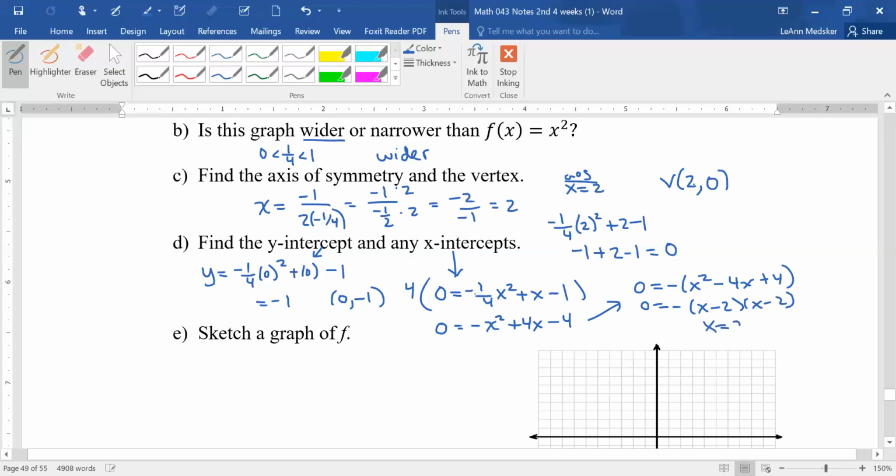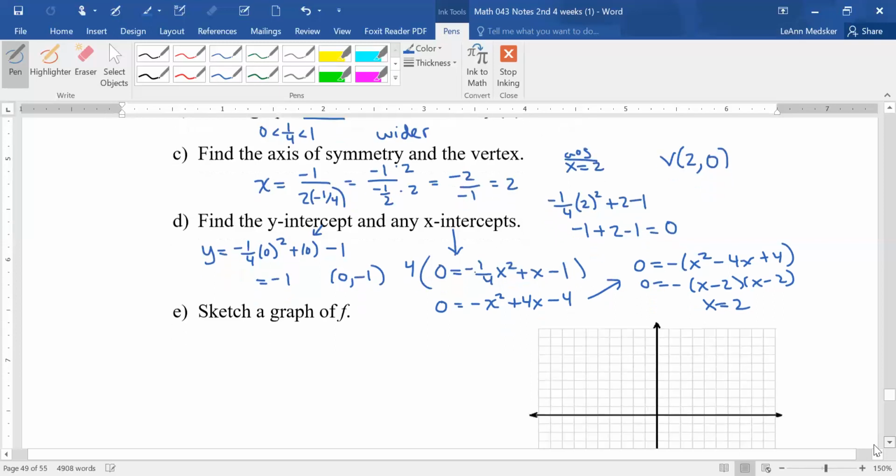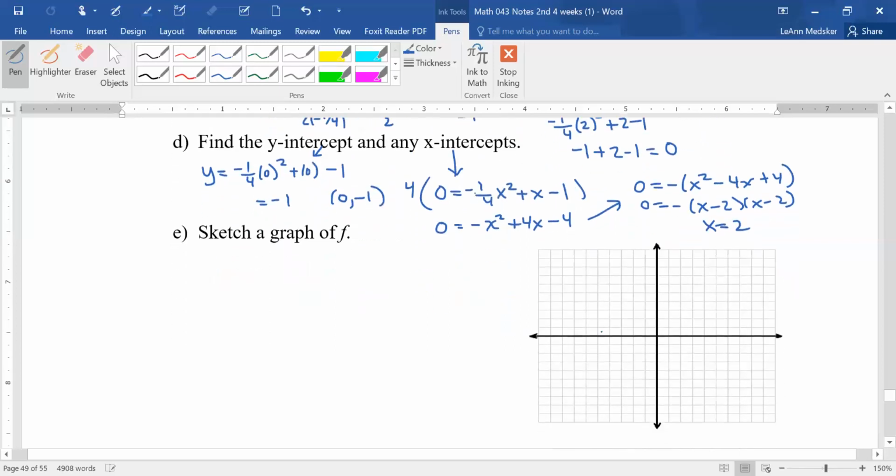Now that makes sense because our vertex is x equals 2. So if it's the lowest point on our graph, or actually highest point because this one's a negative in front, then there should only be one x-intercept if it's an x-intercept. There shouldn't be another one. And we'll talk more about that specifically on the Monday lesson because that has something to do with something called the discriminant, which we will define when we do the quadratic formula.